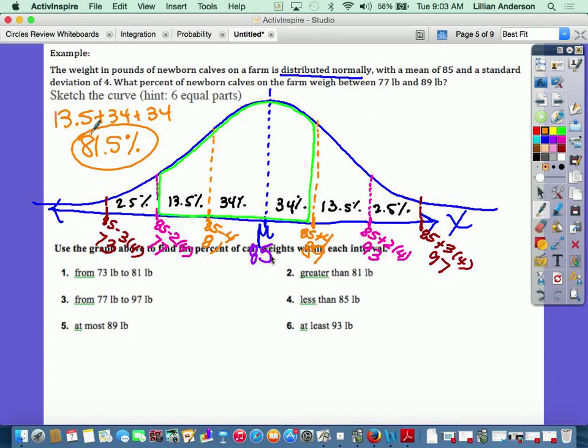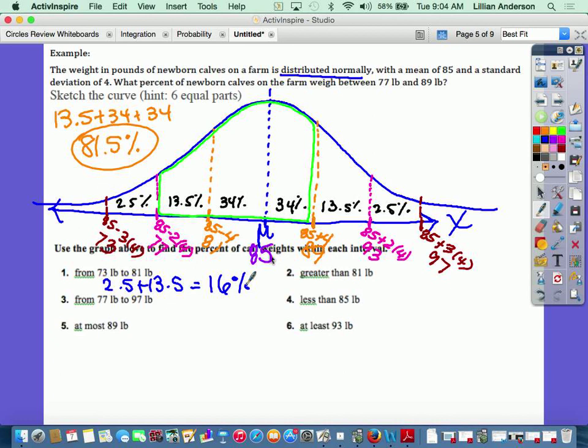Now we're going to continue to use this graph to find the percent of calf weights within each interval, okay? So between 73 pounds and 81 pounds, what percentage of our calves' weights lie between those pounds? 16%. Because all you do is add the 2.5 and the 13.5, because that's where 73 was, that's where 81 was. 2.5 plus 13.5, 16%.